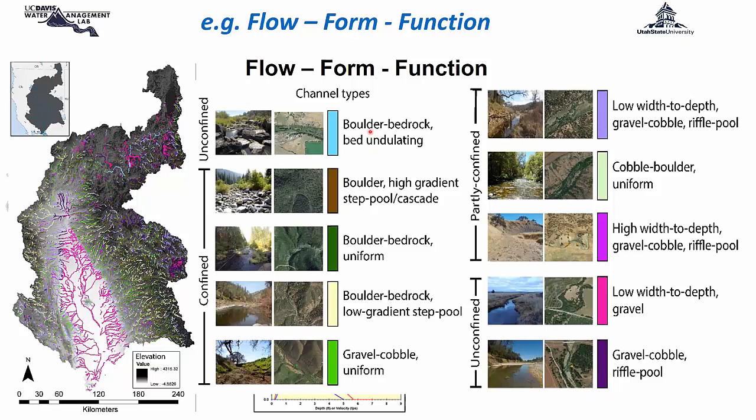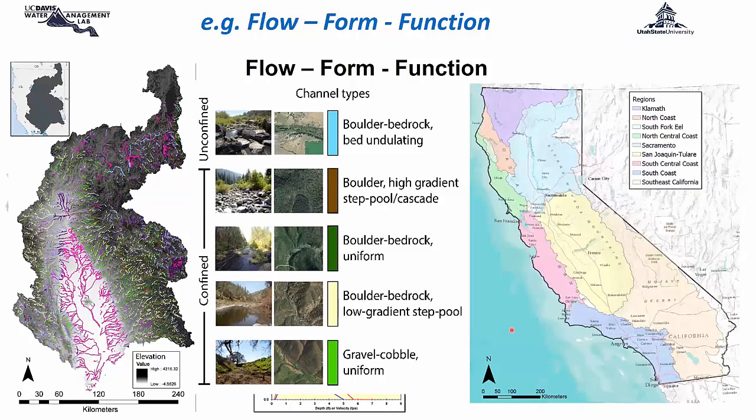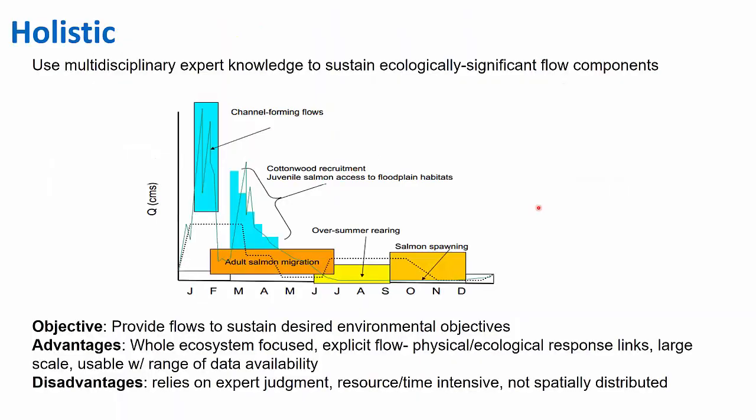Some of them can be boulder and bedrock, the bottom of the river. So we have identified how those are not only in this case throughout the Sacramento basin, but also throughout the state. So in every part that you're seeing here, we have actually estimated what the different channel types are every 200 meters throughout the state. This is a very exciting moment for environmental flows.